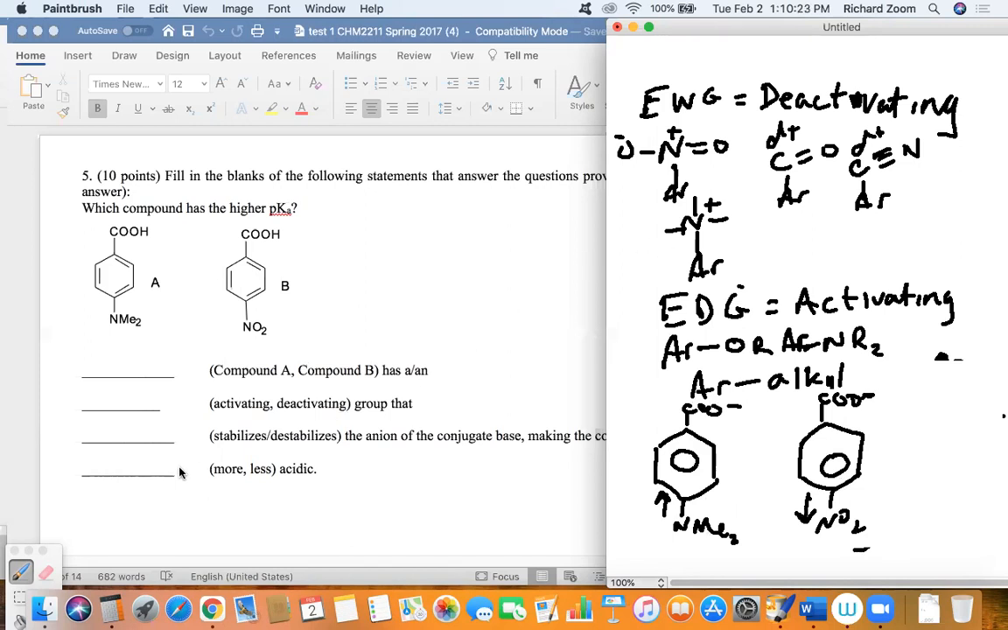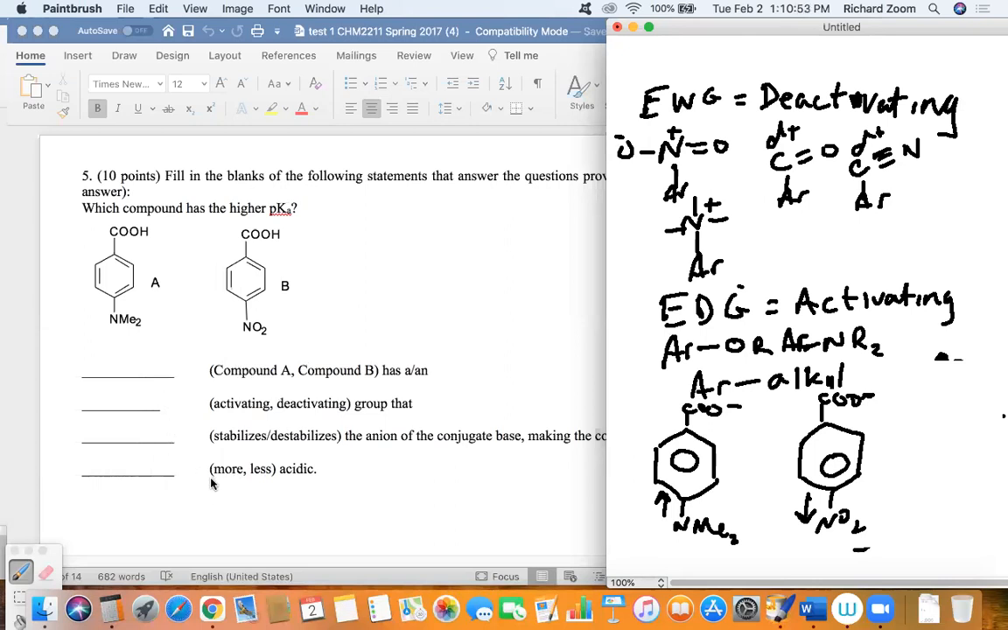So what I would do is I'd start at the bottom here. And I would say that we want pKa higher, so the answer has to be less acidic. And if it's less acidic, it's because it's destabilizing the anion. And what will destabilize the anion is the activating group, which makes it compound A. So you kind of work it backwards, from the bottom up towards the top, and it just makes it a bit easier that way.